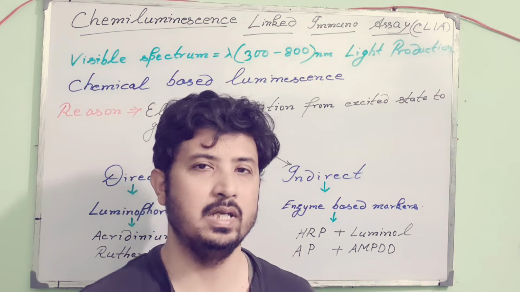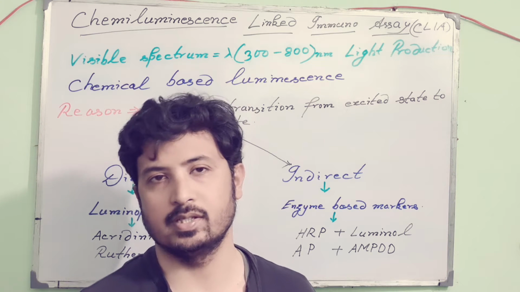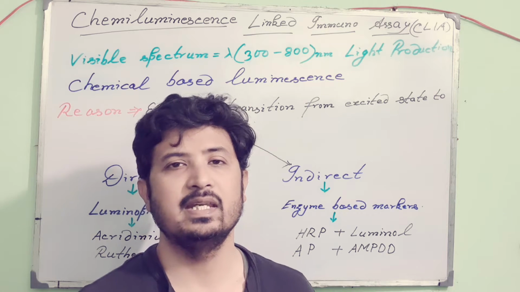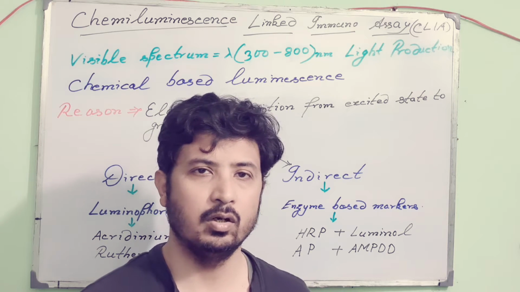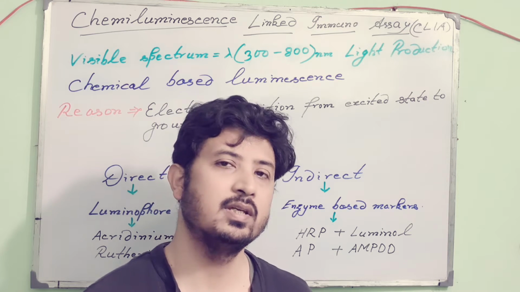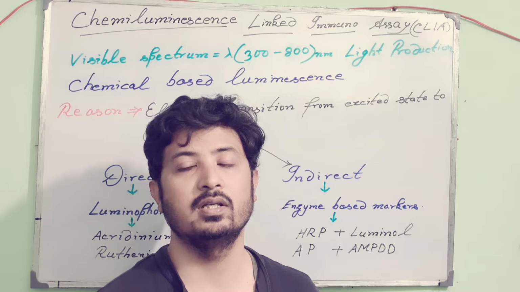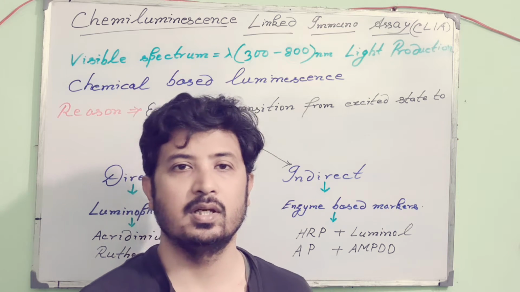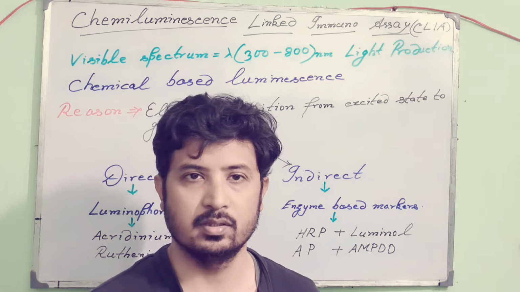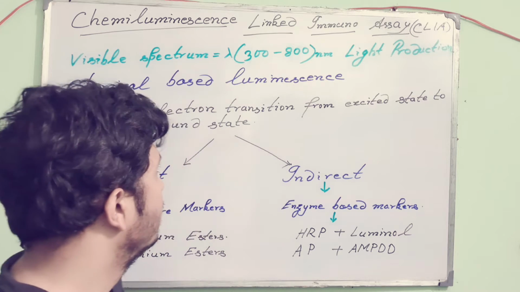Today I'll be teaching you CLIA. CLIA is the chemiluminescence based immunoassay or chemiluminescence linked immunoassay. As the name suggests, here you will be using chemical based luminescence. Luminescence in the sense light developed from chemicals. That's why it is chemical luminescence. And immunoassay means the antigen and antibody reactions. So this CLIA we will be studying today.